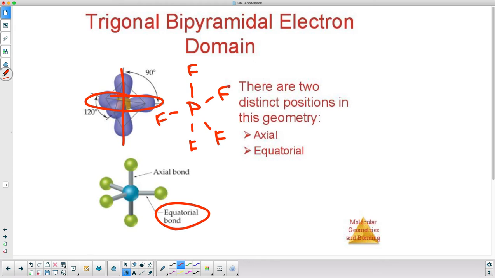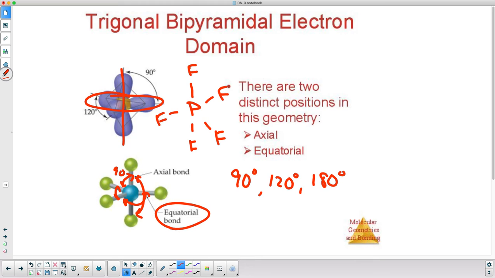Now the difference between these is the equatorial bonds have 120 degrees between each equatorial bond. I know it doesn't look like it because of the 3-dimensional drawing, but the axial bonds have 180 degrees between the axial bonds. But the axial bond compared to the equatorial bond is 90 degrees. So this actually has 3 angles. It has 90 degrees from equatorial to axial, it has 120 in between equatorial bonds, and it has 180 in between axial bonds.